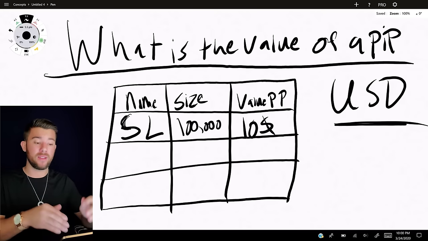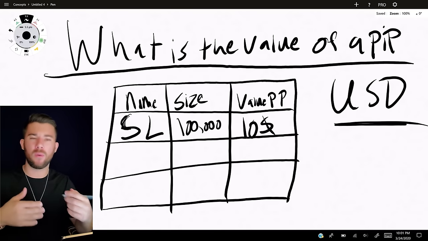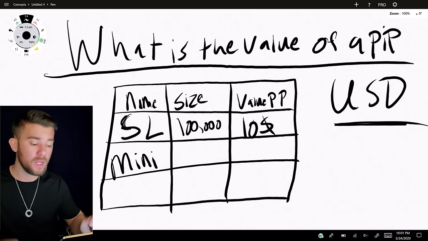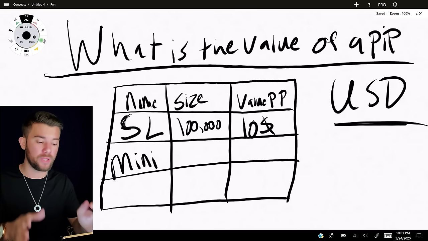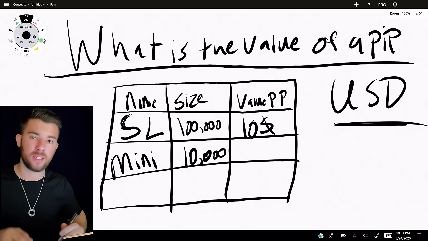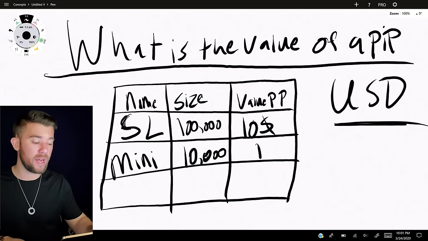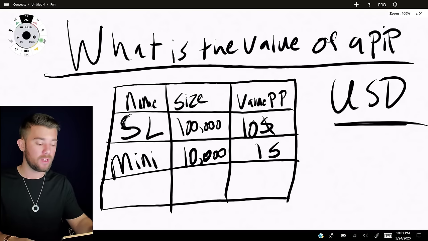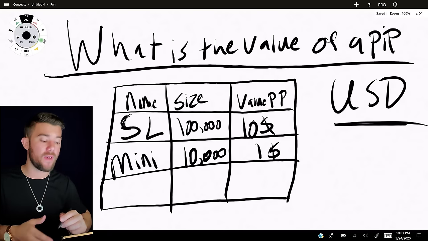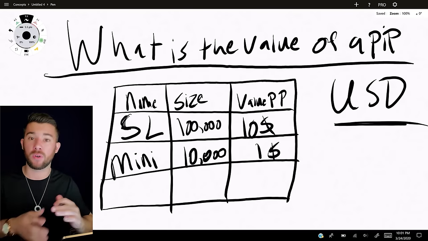Let's go through the rest of the types of size of units that you can do first, and then we'll break into more about what they mean and how you can utilize them. The second one is called a mini lot. A mini lot means that you're controlling or holding 10,000 units of a certain currency. And with this being the case, with 10,000 units of a currency, you have a value per pip of $1. So for every 10,000 units of a currency that you hold, there is a value of $1 per pip. That's exactly right on dollar pairs. It's a generalization that is very similar on other pairs as well.